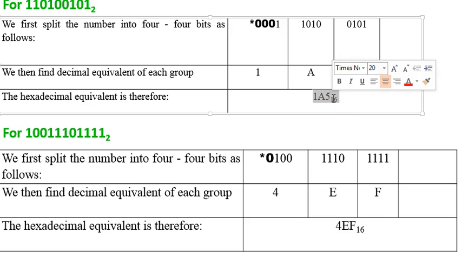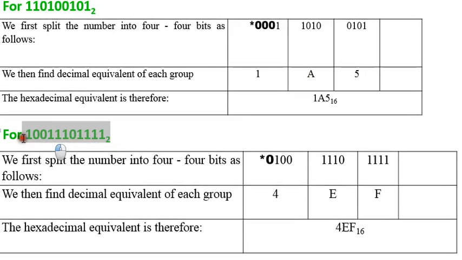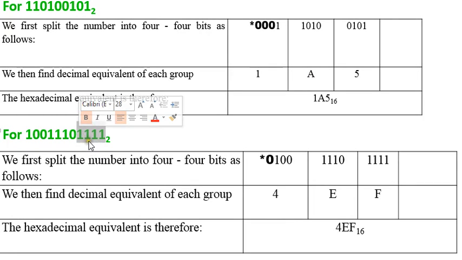So now, if you say 1, A and 5, you arrange them like that, they will give you 1A5 in base 16. Our last example is to change this one into hexadecimal. As I said, we are going to group them into 4. Let me start from the right as usual. If I take the 4 bits from the right, they are 1, 1, 1, 1.